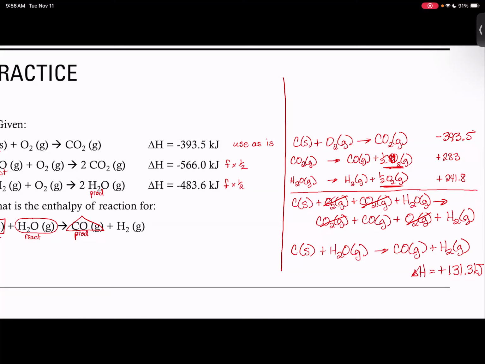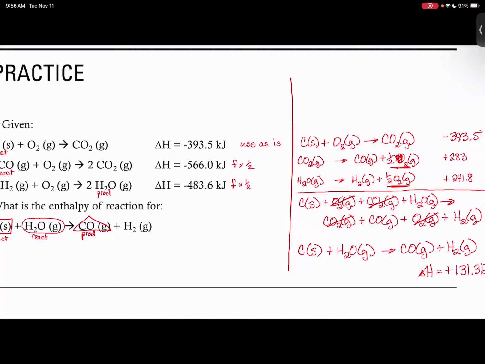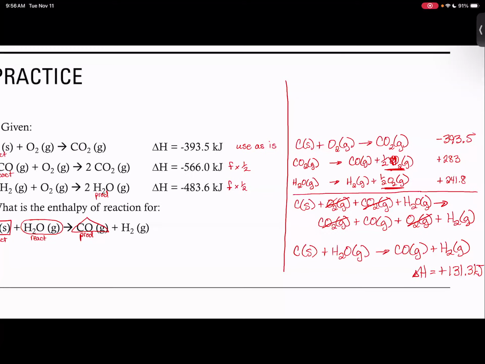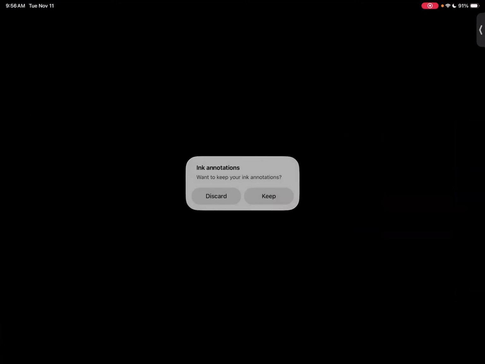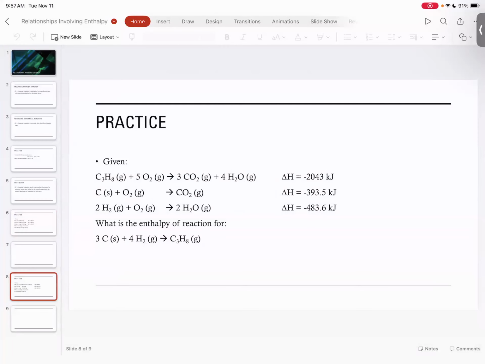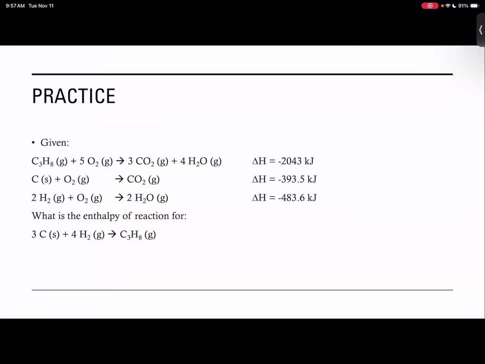Let's look at another example. Okay, so again, I'm given a series of reactions and I'm asked for the enthalpy of reaction for a target equation. That is your cue that you're using Hess's law.